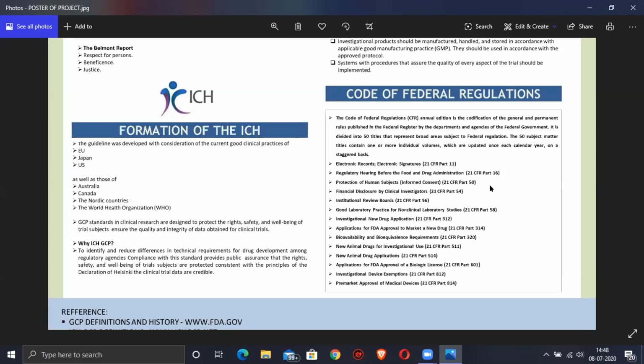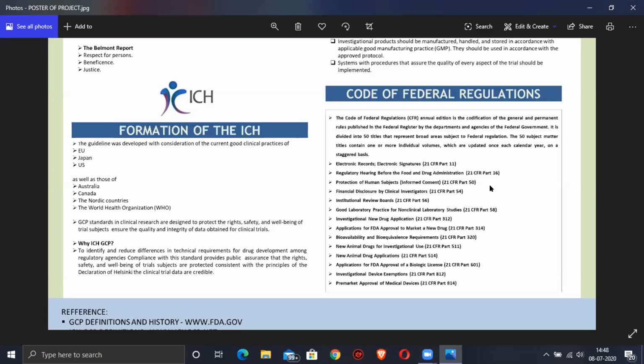Then we have 21 CFR Part 54, which speaks about the financial disclosure by the clinical investigators. 21 CFR Part 56 talks about the institutional review boards, the number of members that should be there, the validity of an institutional review board, the dates at which an institutional review board has to be renewed. Then we have 21 CFR Part 58, which speaks about good laboratory practice for non-clinical laboratory studies.